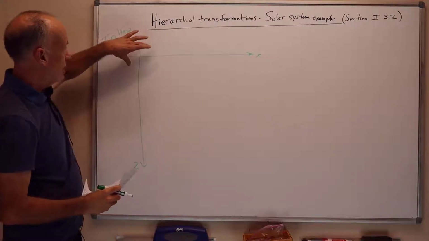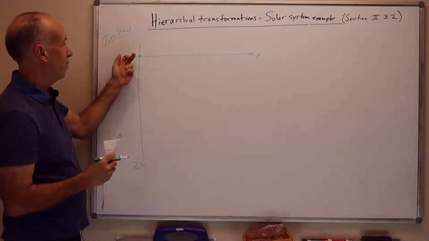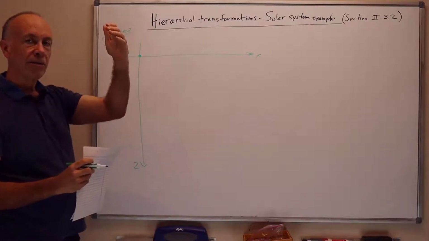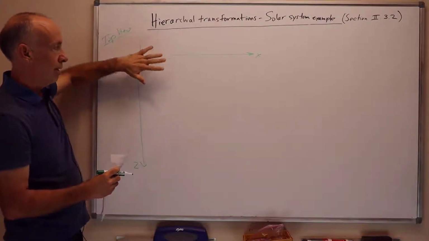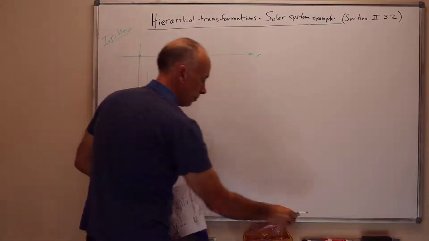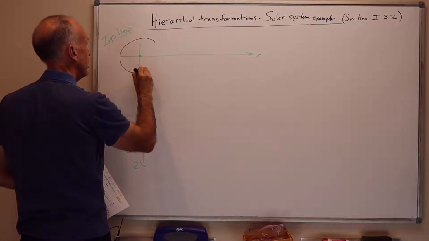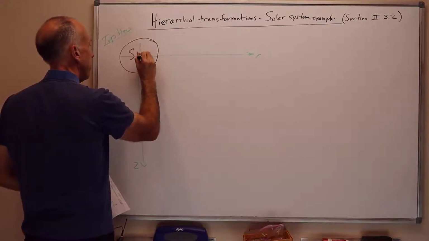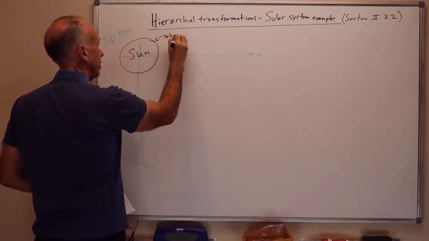So the sun will be centered at the origin. Here's where the origin is. The y-axis is coming out of the board towards you as viewer, and the solar system is going to lie entirely in the xz plane, and we're looking at it from the top. So the sun is at the middle. Here's the sun. And the sun is going to be rendered as a sphere of radius 1.